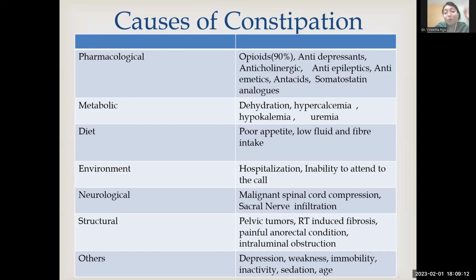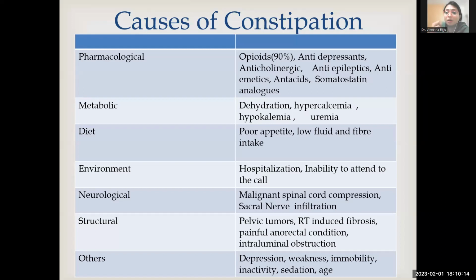So among the drugs, most of the time our patients who are in pain are on opioids. Opioids are well known to cause constipation, and our patients have to be put on laxatives for that same reason. Also, there are some drugs like tricyclic antidepressants that can cause constipation. Anticholinergics like buscopan, hyoscine hydrobromide, anti-epileptics, anti-emetics. Like yesterday, we were talking about ondansetron. Everybody's favorite ondansetron does cause constipation. And then antacids, somatostatin analogs. Because they have an anti-secretory action, this can lead to constipation, and also decreases the gut motility to an extent.